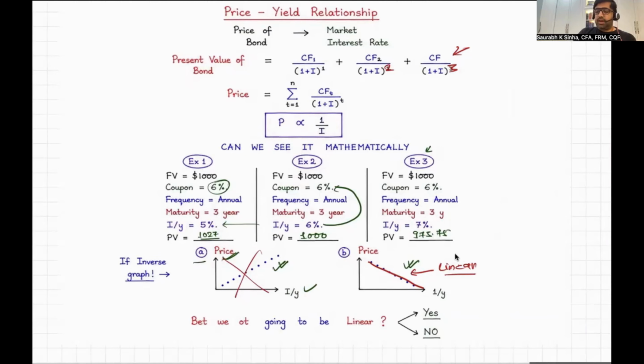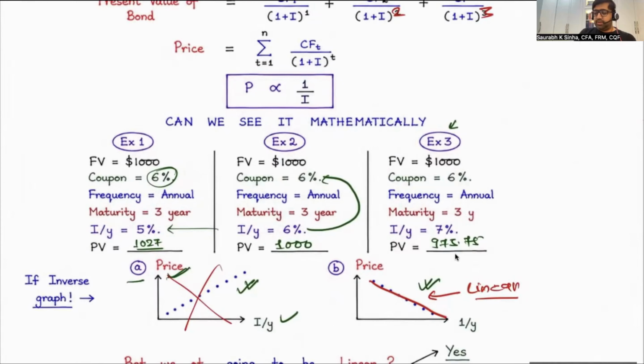When the interest rate was 6%, the value of the bond was 1000. When the interest rate was 5%, the value of the bond is 1027. When the interest rate is 7%, the value of the bond is 973.75. If we plot it, is it going to be concave, convex or linear? Let's see that. For the time being, let's use this graph.